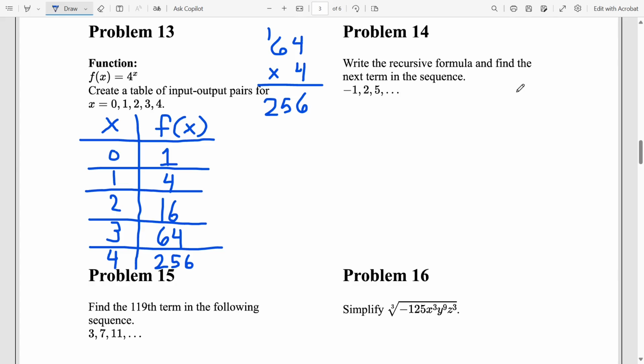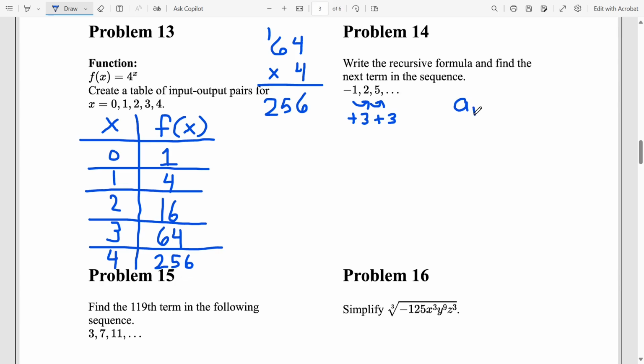All right, let's keep going. Problem 14. Write the recursive formula and find the next term in the sequence. And this is an arithmetic sequence. We are increasing by 3, so we have a common difference of 3 each time we go up.